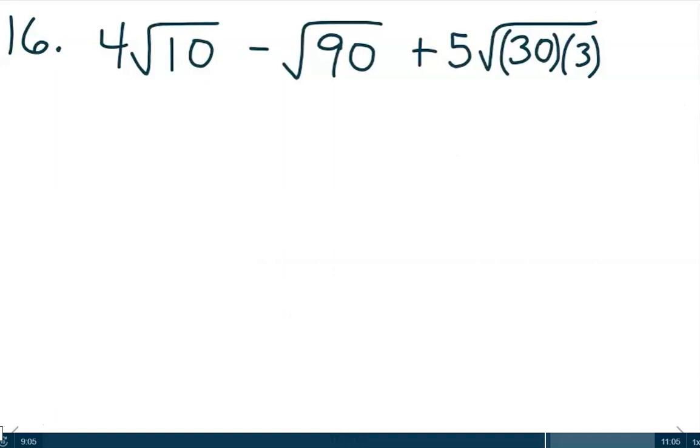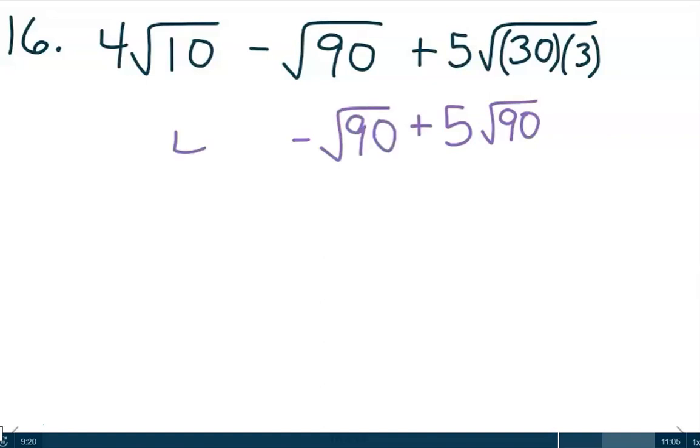All right, if you do 30 times 3, you get 90. So we can go ahead and combine the negative 1 square root of 90 plus the 5 square root of 90. So if we add those together, we get 4 square roots of 90. Now, square roots of 10 and square roots of 90 are not like radicals, so we need to go to a factor tree with the 90. All right, so next line, 4 square root 10 plus 4 square root 90.